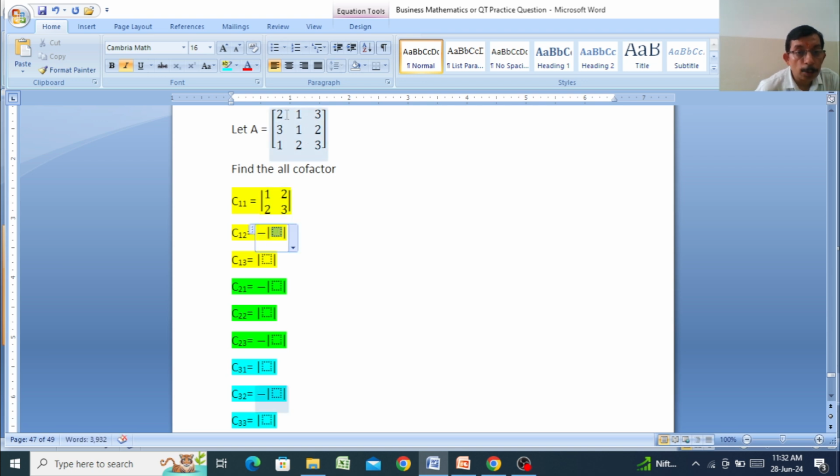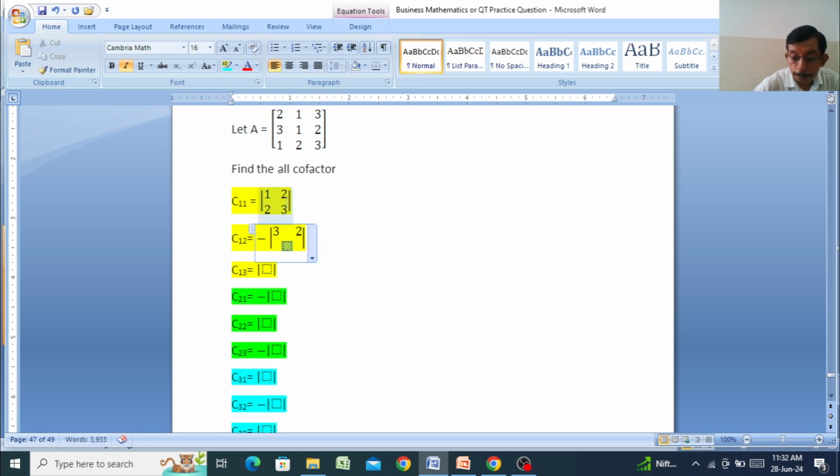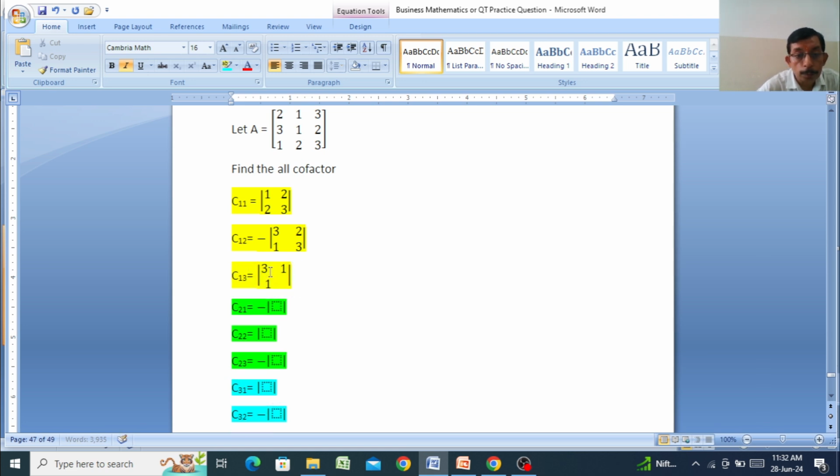C12 means the first row, second column element is cancelled out, leaving 3, 2, 1, 3. That is the C12 cofactor. For C13, the first row, third column element is cancelled out, and the remaining elements 3, 1, 1, 2 are noted down here in the form of a determinant. It is clear, everyone?